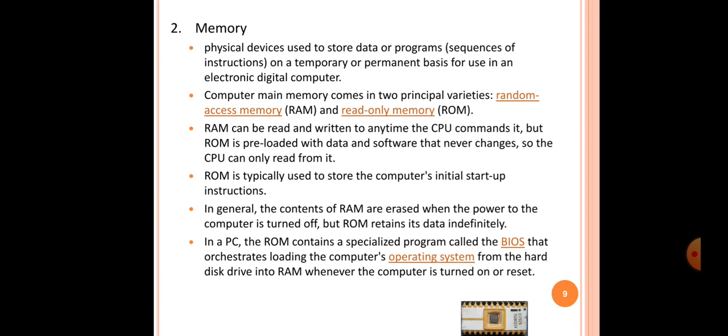Suppose computer main memory comes in two principal varieties, that I already told you, random access memory and read only memory. Okay, so RAM can be read and written to any time the CPU commands, but ROM is preloaded with the data and software that never change, so the CPU can only read from it. So I will give a very simple example of ROM.